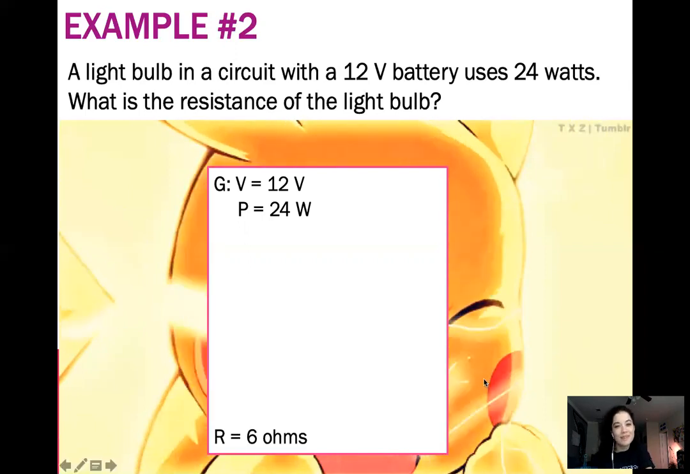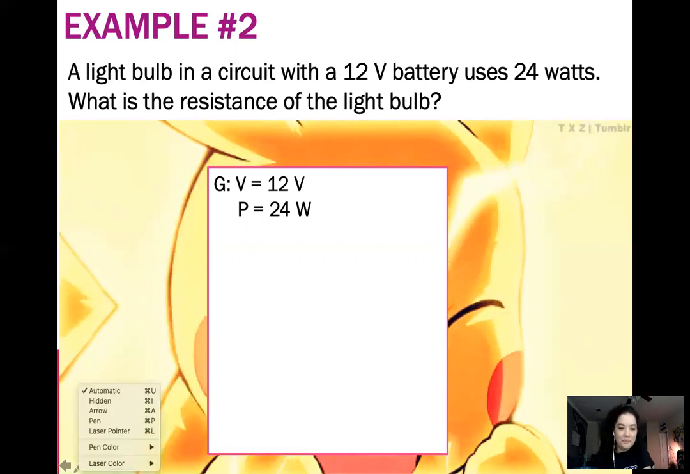Anyways. Sorry, I need to go through and show all this work. So, don't mind my lovely chicken scratch. So we've got volts, we've got power, and we want to eventually get to our resistance, R.